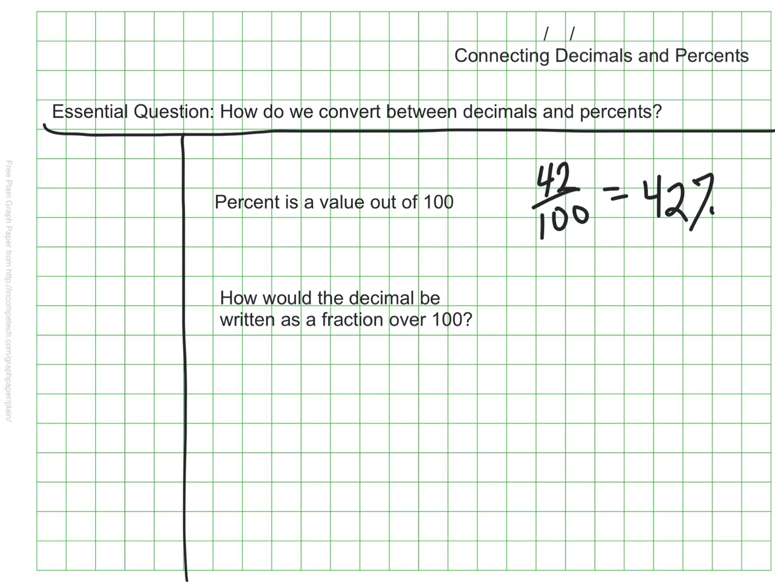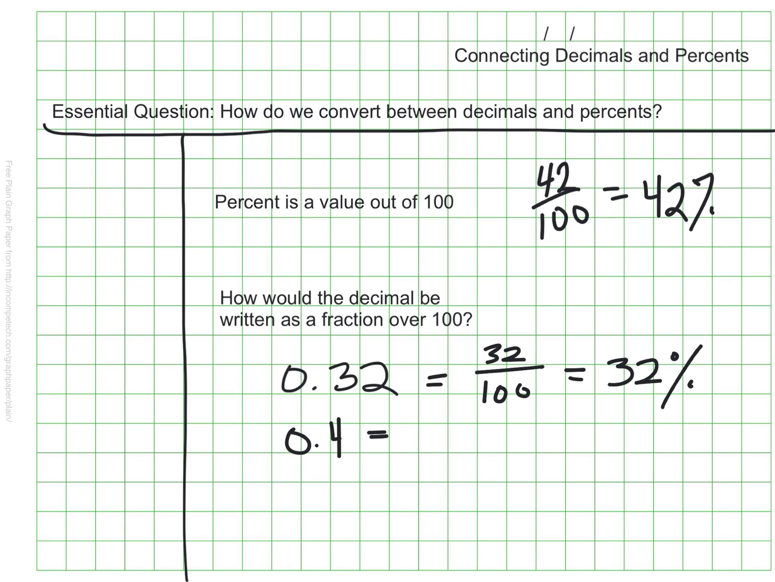The trick is to simply think of how a decimal would be written as a fraction over 100. That represents the value of the number out of 100 and therefore represents the percent. 32 hundredths would be the same as the fraction 32/100, and since that's out of 100, that would be 32%. Right? 4 tenths, well, that would be the same as 40 hundredths, which I can then write as 40/100, and is then 40%.